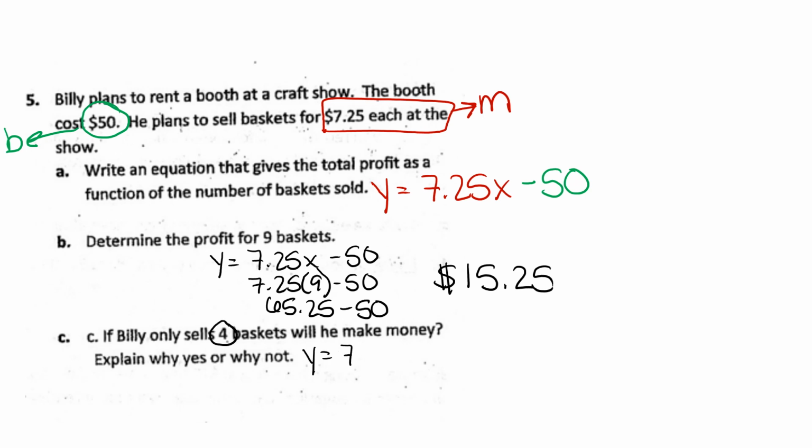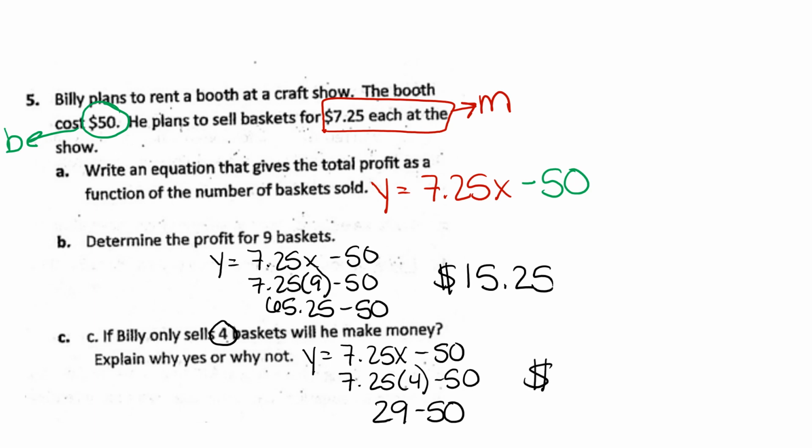For letter C, it says he's only selling 4 baskets. So we're going to use the same equation, but instead of putting in the value 9 like we did earlier, we're going to plug in the value for 4. So we're going to multiply the 7.25 for the 4 baskets, which gets us $29, minus the $50 that we had to pay, gets us a total of negative $21. So when we ask the question, will he make money? The answer is no, he won't, because we are negative $21.